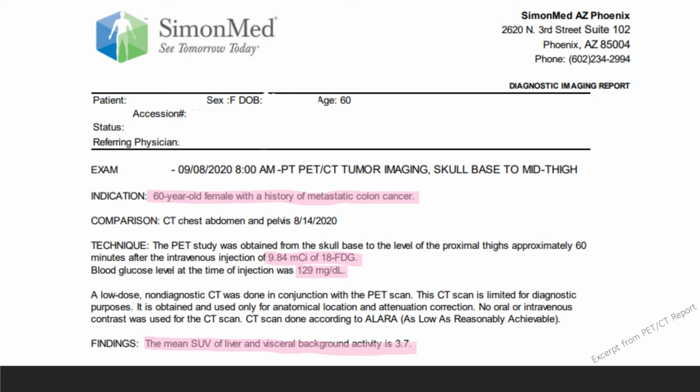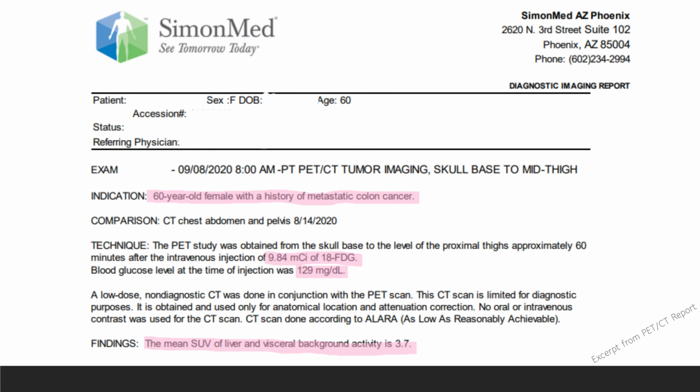Here's the first part of the PET report. 6-year-old female, history of metastatic colon cancer. It was an eye to thigh image, and the injection dose was around 9.84 millicuries of F18 FDG, and her blood glucose was 129. And the mean SUV of the liver and visceral background activity is 3.7. And that is the SUV I measured of the liver.